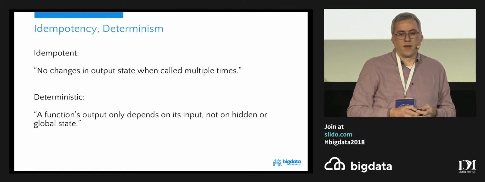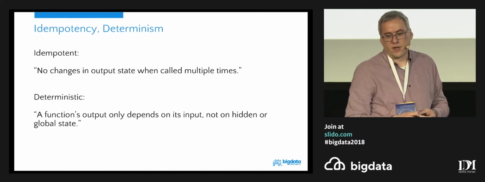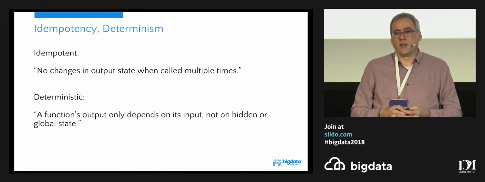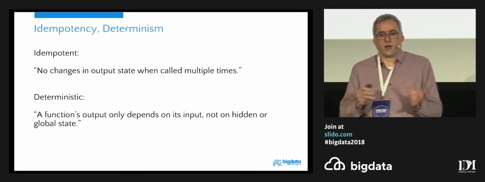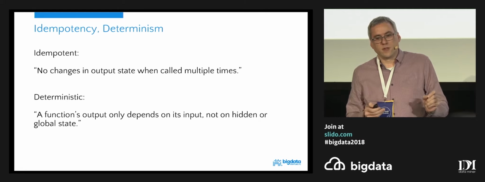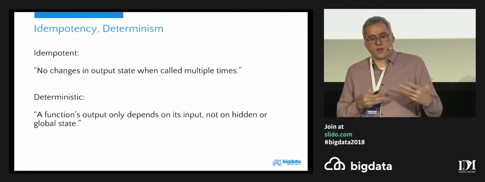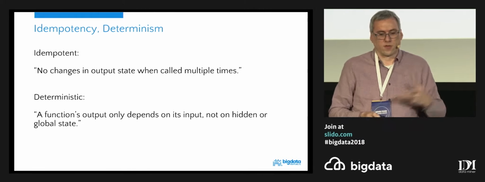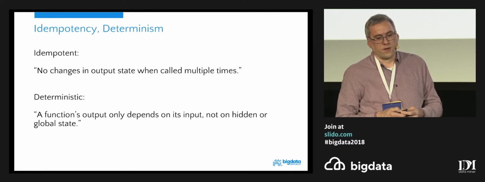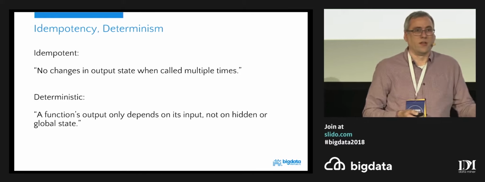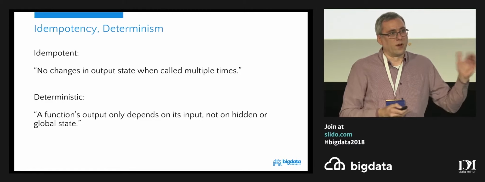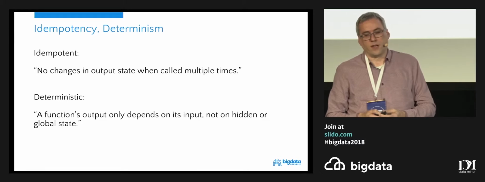So the two keywords that are remaining are idempotency and determinism. Idempotency and determinism are sort of related in a way. It means that when you call a particular function, there will not be changes in the output state when you call it multiple times. So, for example, if you call a function 5 times, it doesn't lead to 5 duplicates in your final data set, but you will only have 1 copy of your data set.